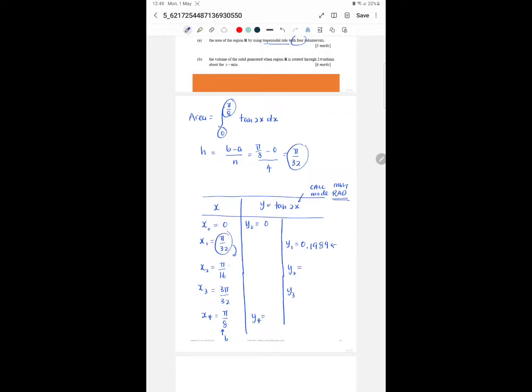So for y2, calculate pi over 16, we will get 0.4142, and then calculate 3 pi over 32, 0.6682. Last one, we calculate pi over 8, we'll get the value that is 1. Total up all these values. So here we'll get 1, and the last column is 1.2813.